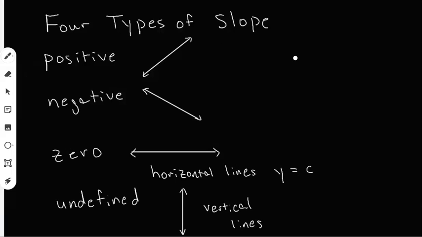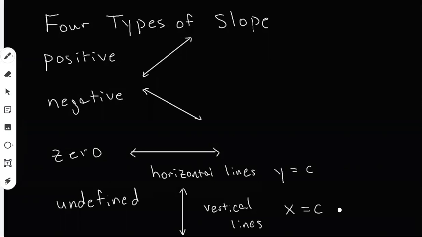And if you ever want to graph a vertical line, let's say you're on Desmos or you're doing some graphing calculator kind of thing, the equation is going to be x equals c, where x is a variable and c is just going to be a number. So those are the 4 different types of slope.